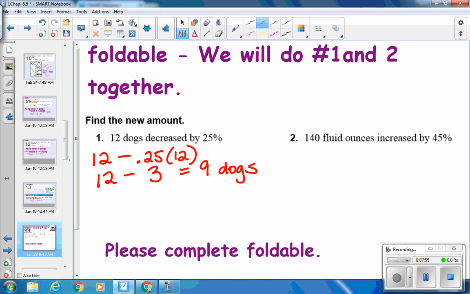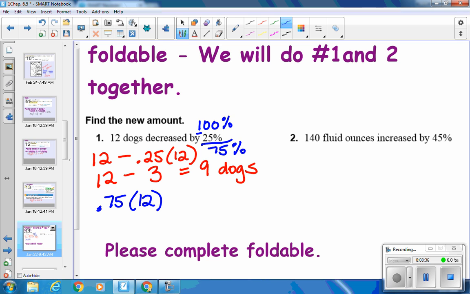I'm going to show you a shortcut way to do that. If you're decreasing the amount by 25%, that means, so if there were 100% to begin with, and we're decreasing it by 25%, that means now we have 75% of the dogs. So what you could do in one step is find 0.75 of the dogs. You'll also get 9 dogs as your answer. So I just showed you 2 ways to get that decrease.